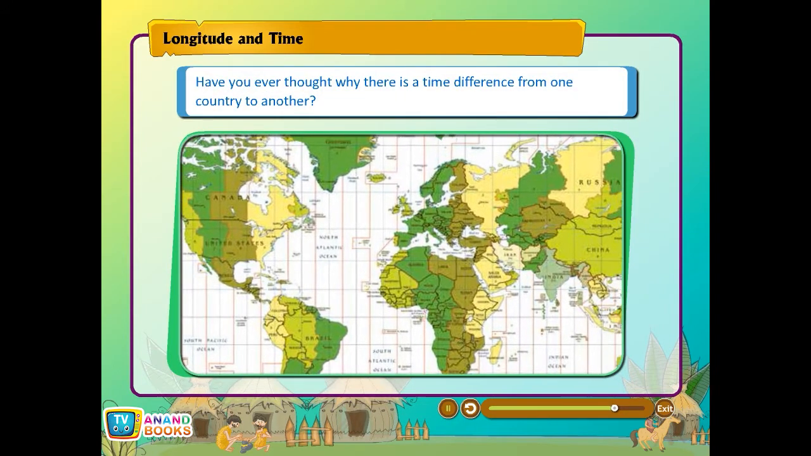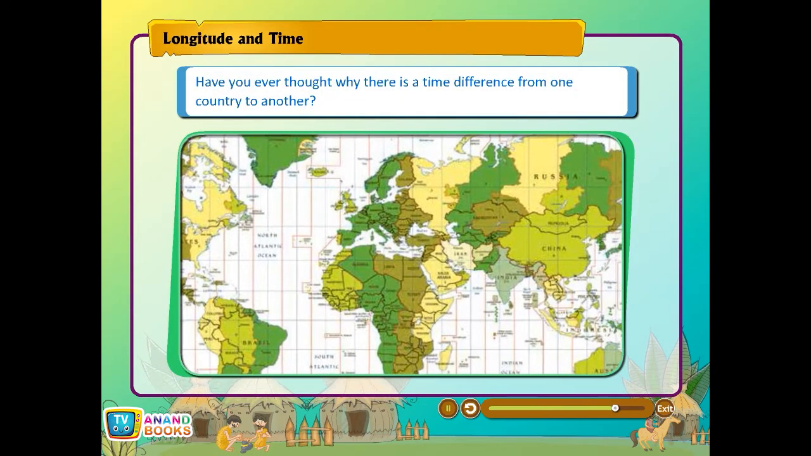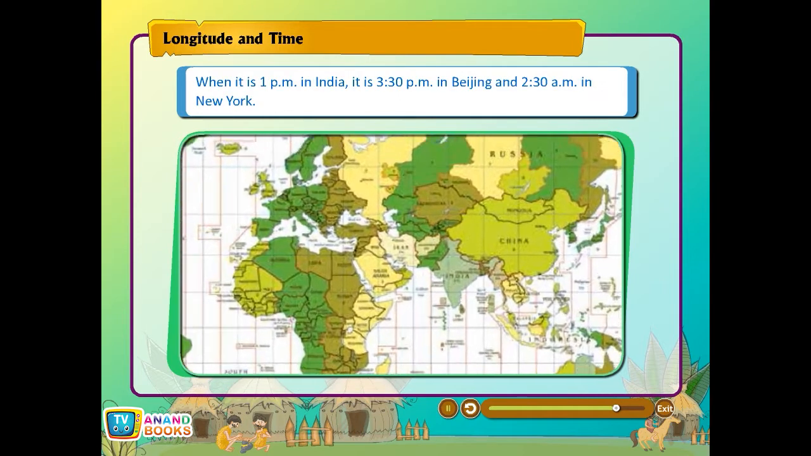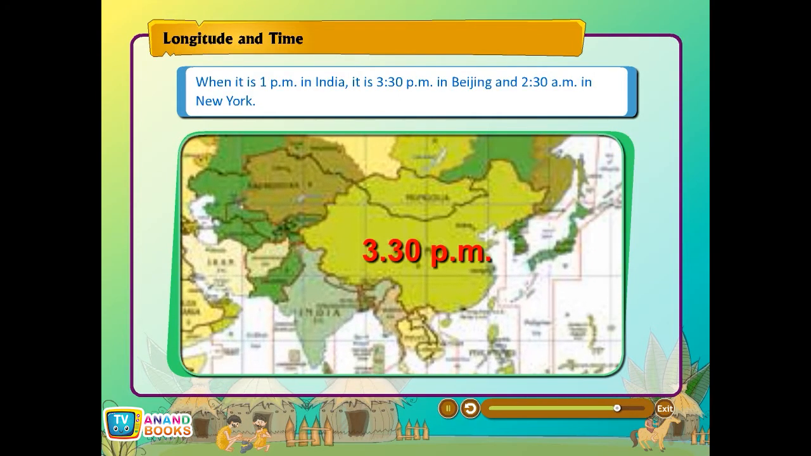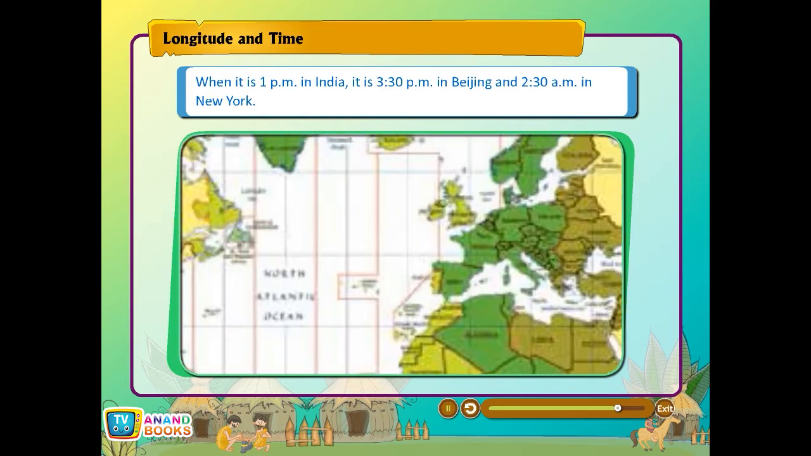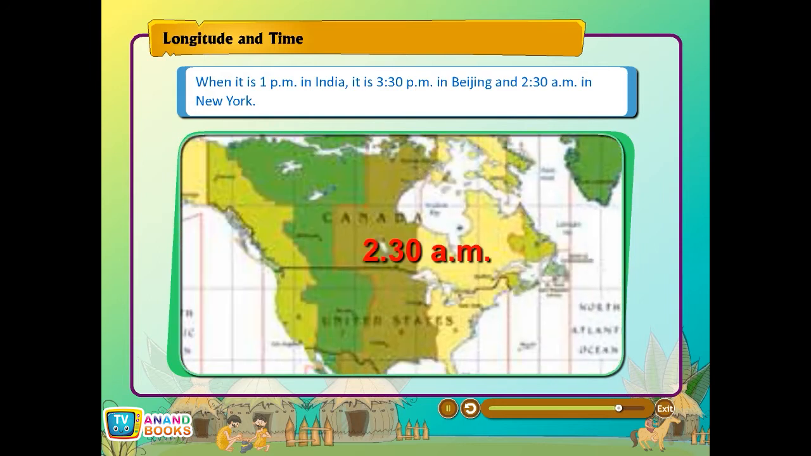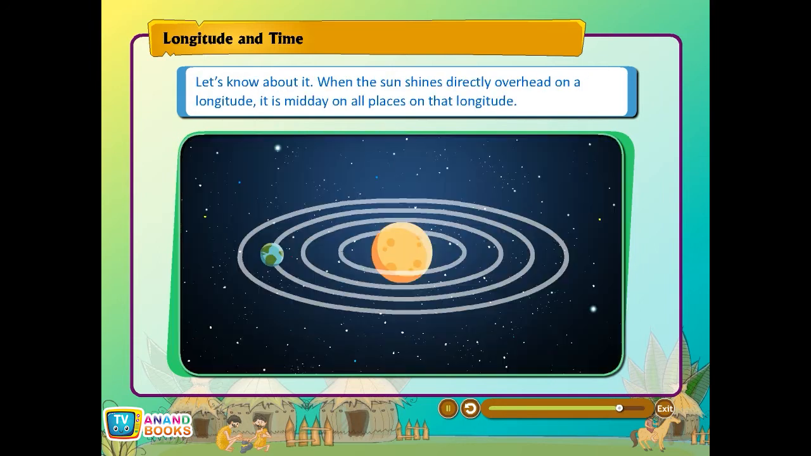Longitude and time. Have you ever thought why there is a time difference from one country to another? When it is 1 p.m. in India, it is 3:30 p.m. in Beijing and 2:30 a.m. in New York. Let's know about it.